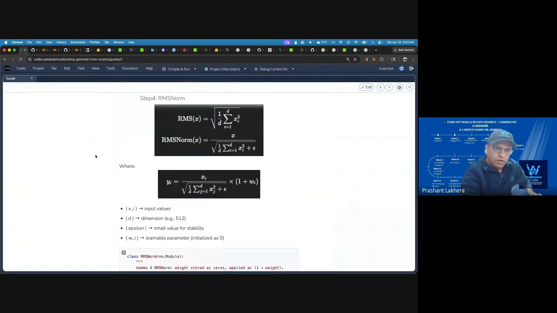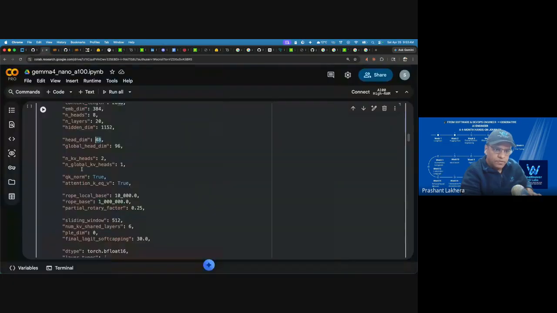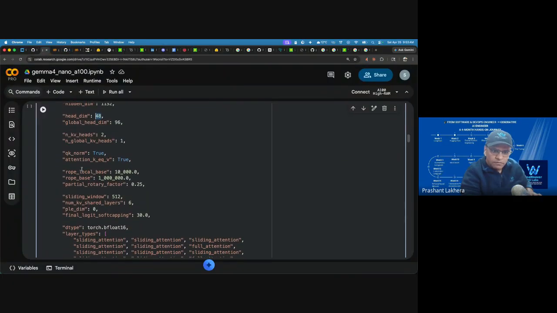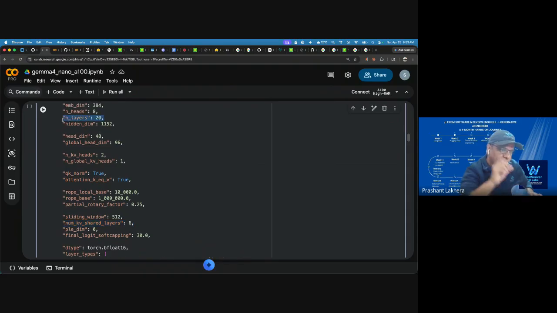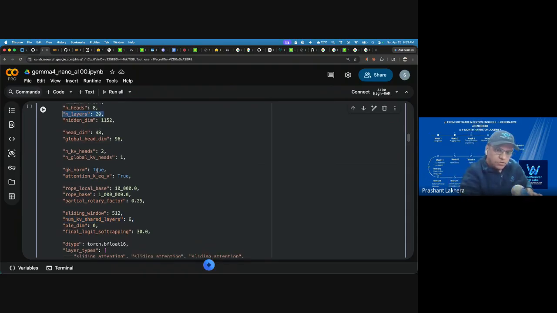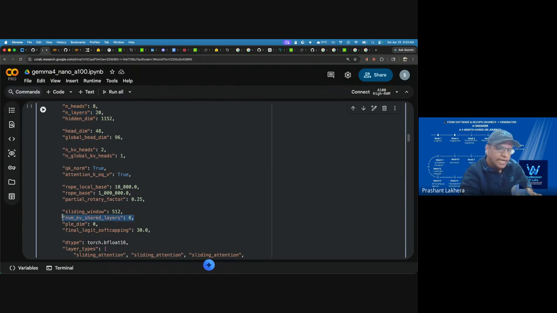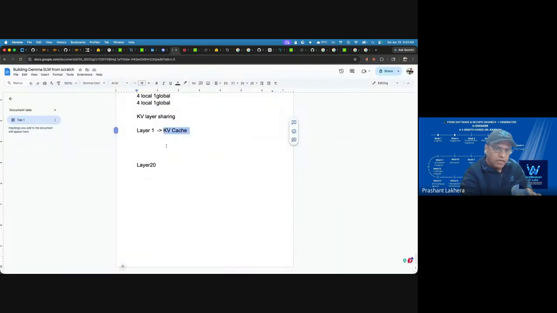So if you look back at our code, there is a parameter, this one. In our use case, we have 20 layers, and again, I told you 4 local, 1 global. So out of those, 6 layers we can choose as shared layers. So 14 have a dedicated KV cache, but 6 layers can have a shared cache, sharing with the other layers, because they felt that not every layer needs its own dedicated KV cache.